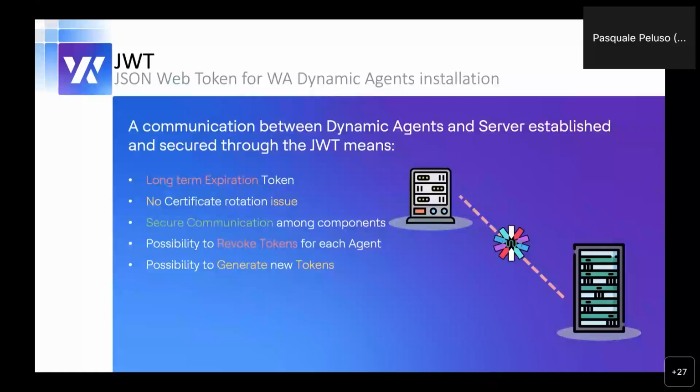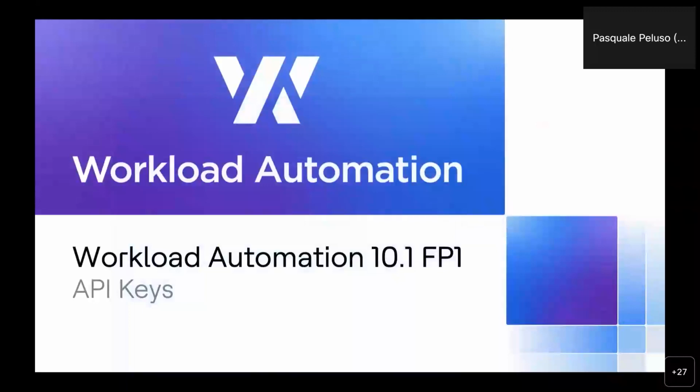But we have not discovered the API keys yet. Exactly. Too many options. It's good. We are flexible. Not too many. We are flexible.